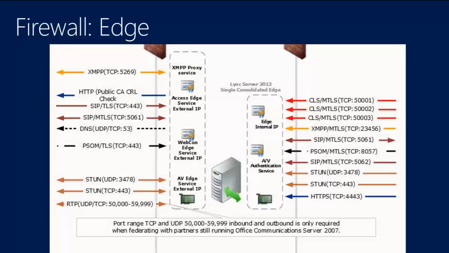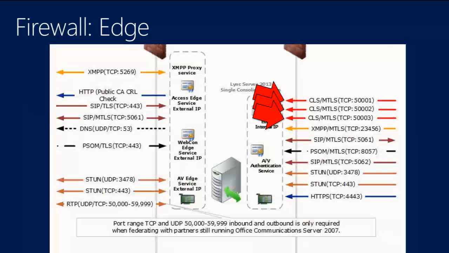The firewall ports for the edge. Firewall guys love to see that. Right? They actually do because it's well documented. It's not scary in the sense that it's well documented what ports we need. There are some new ports to call out here between 2010 versus 2013, like the XMPP one that we mentioned before, which there you see it on both sides, right? 5269 on the outside and 23456 on the inside.